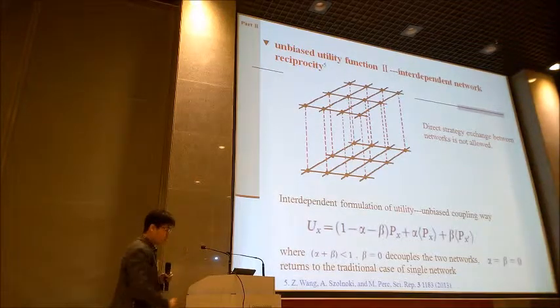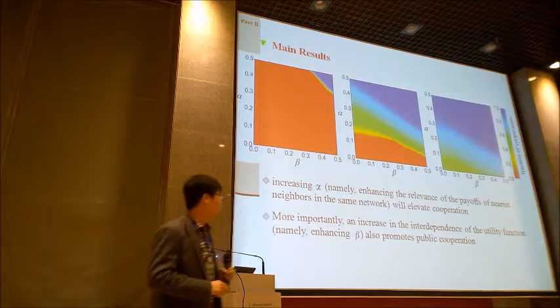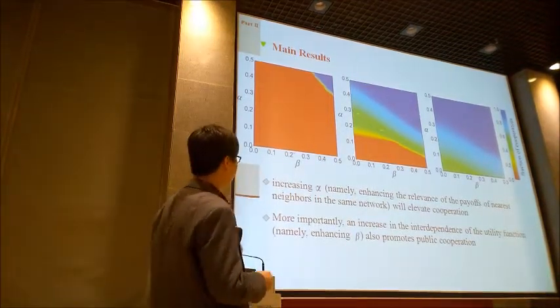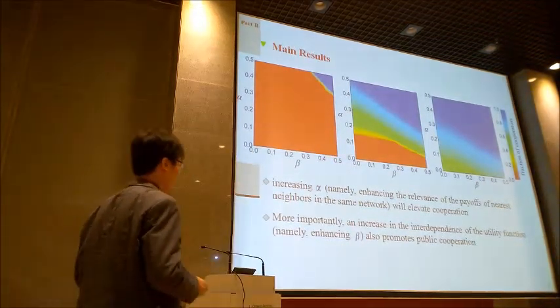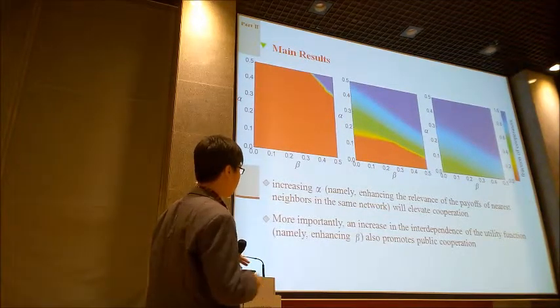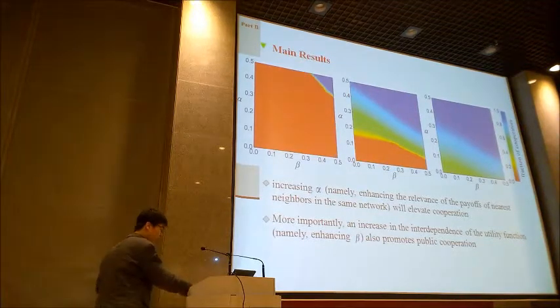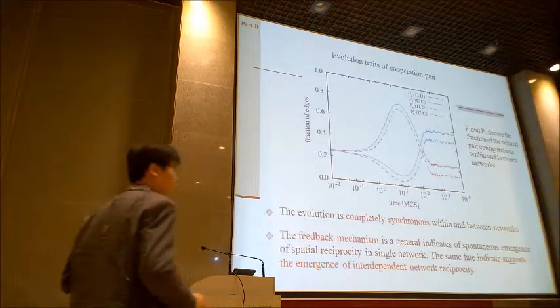Then we can first see the result. This shows the impact of the interdependent factors alpha and beta. From this figure, we can see that increasing alpha and beta will promote cooperation, especially increasing beta. It means increasing the interdependency of the utility function on the other network will promote cooperation. So it's very interesting to explore the reason for this. We explore the time course for the different strategy pairs.